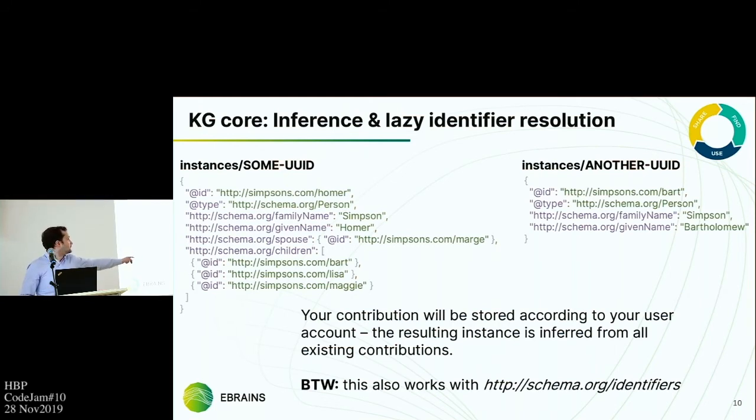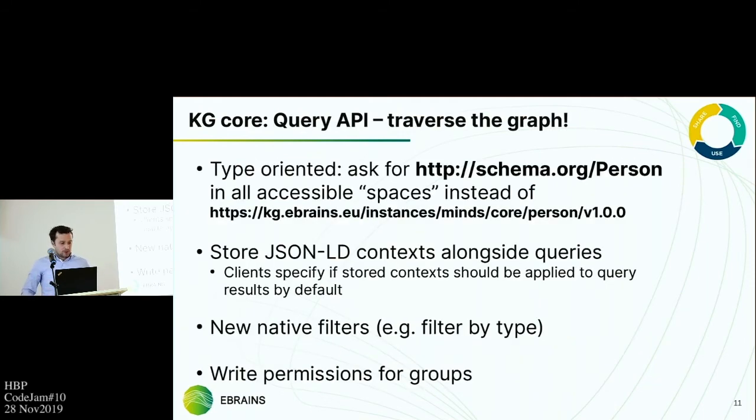By the way, this also works with schema.org identifiers. If you have a wish list of other semantic keys that should be regarded for that, please tell us. The query API I already showed you.